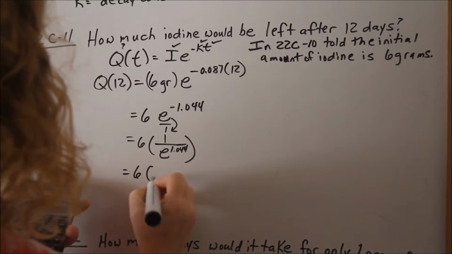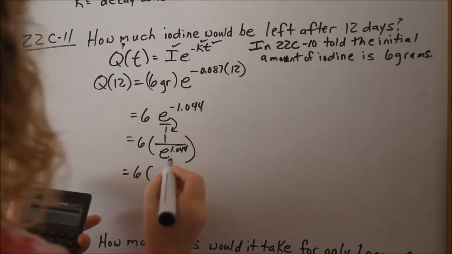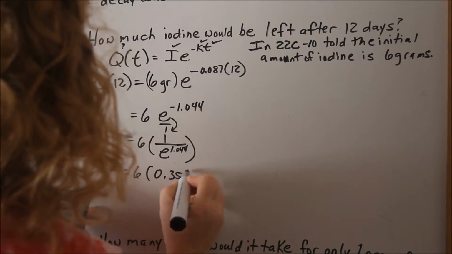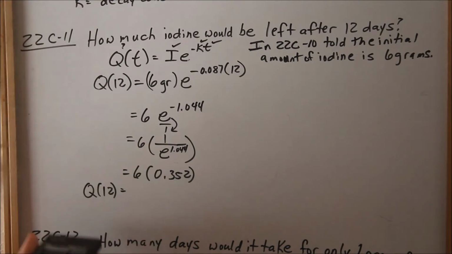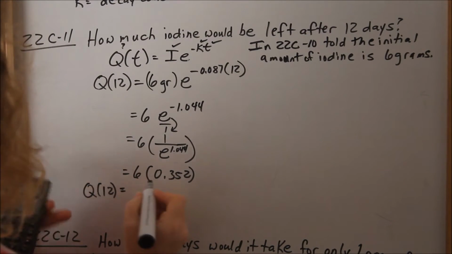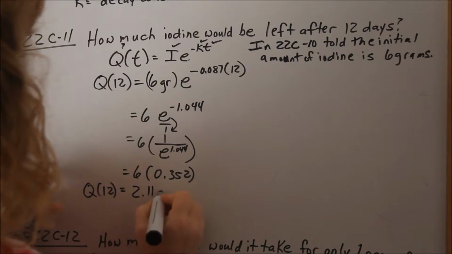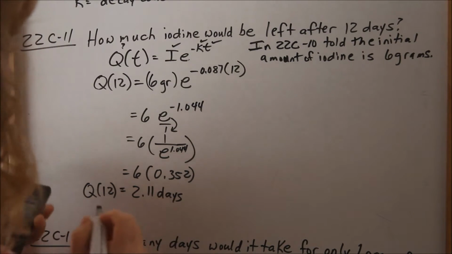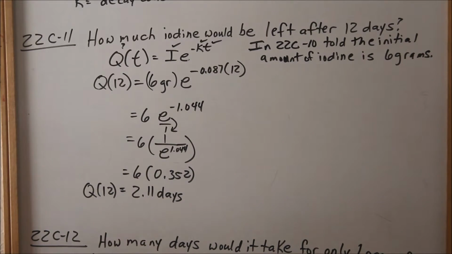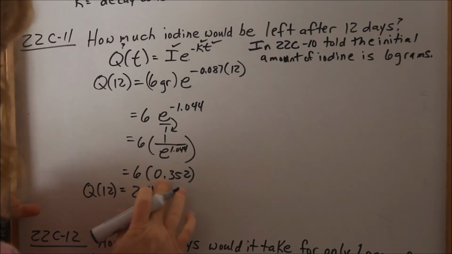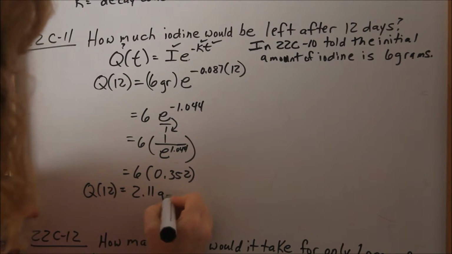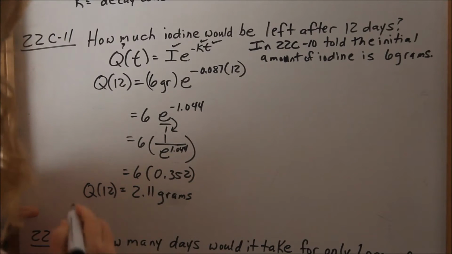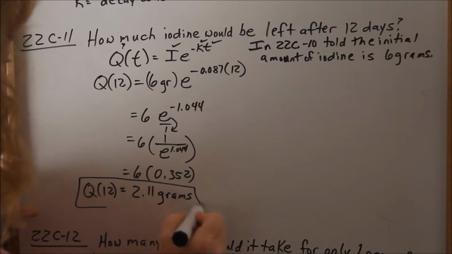So this will be 6 times 0.352. So 6 times that. Rounding it, I got 2.11. I don't remember if they went to one decimal or to a whole number. I'm sorry, units aren't days. This is how much iodine is left, so grams. I'm taking mine to 2 decimal places.